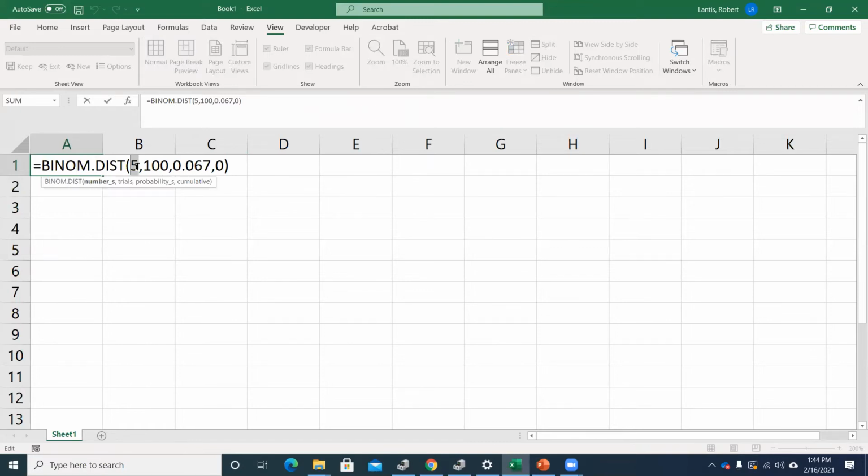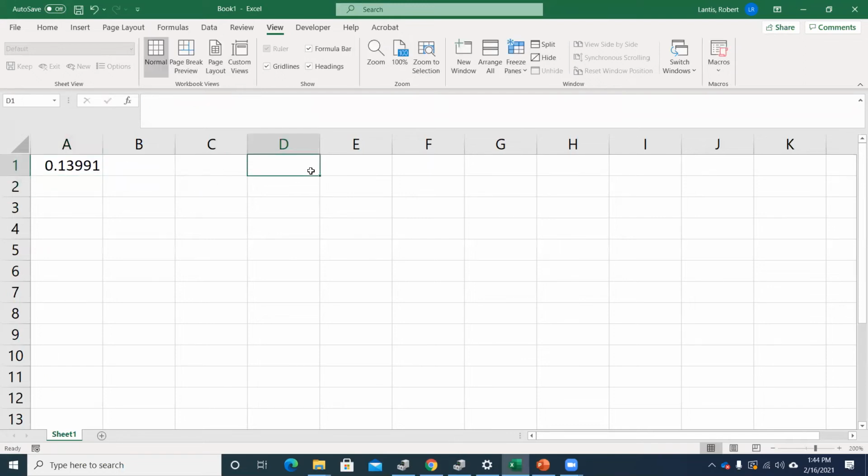Now, what if I said, what's the probability that exactly 10 people? I could go back in and change this to 10. I'm going to show you something that'll help you on your homework, so it'll help you on the exam. Let's set these up in another column over here. The number of trials is 100. I was interested in 5 successes, and the probability of success is 0.067.